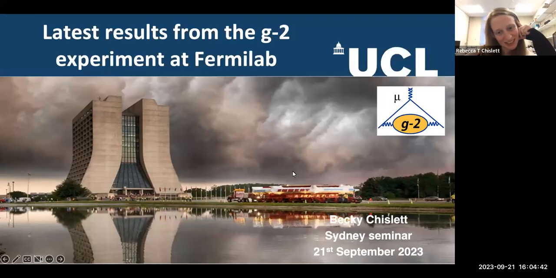This is a nice. Here's a photo of the ring arriving at Fermilab, which is where the experiment's located.